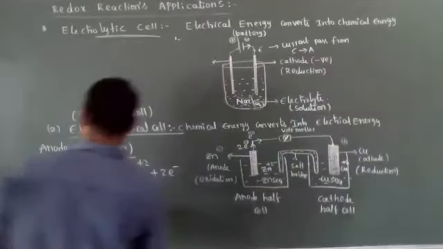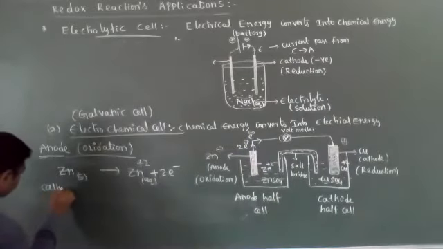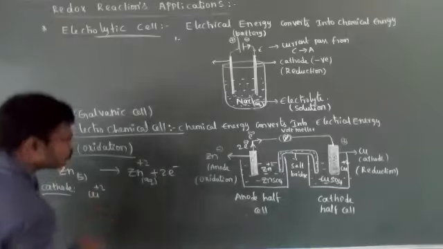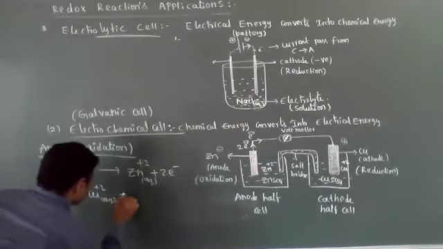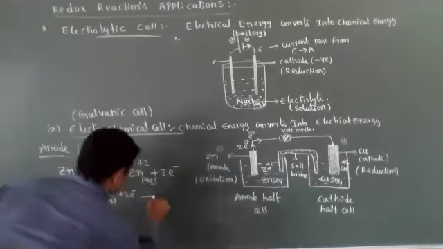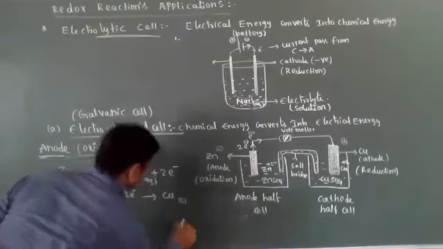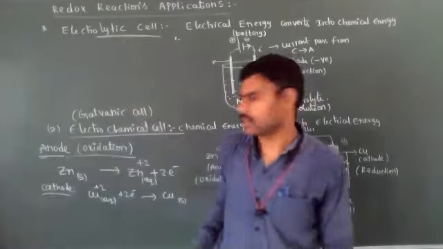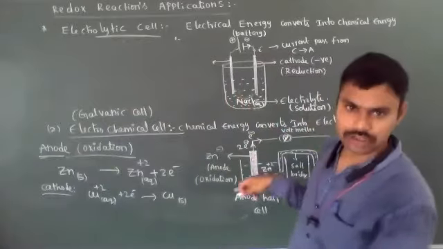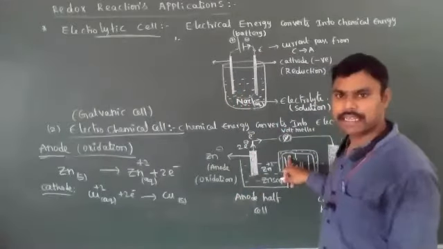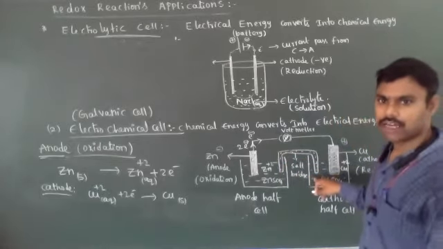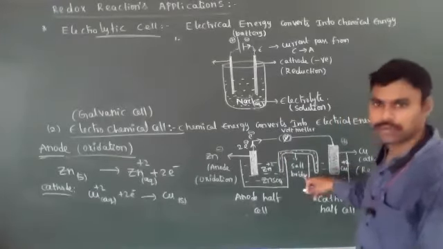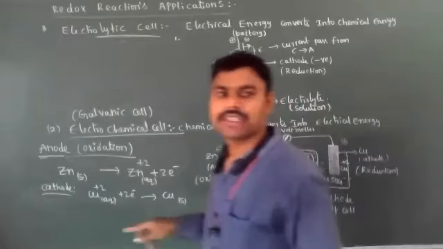Then what happens at the cathode? At the cathode, Cu2+ ions are present in the aqueous solution. They accept 2 electrons, then are converted into copper solid. Then the electrons are transferred continuously. To maintain electrical neutrality, both half cells are connected with a salt bridge, a U-shaped tube.